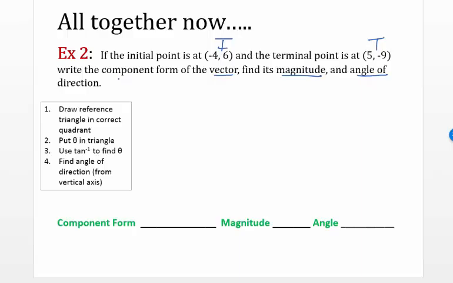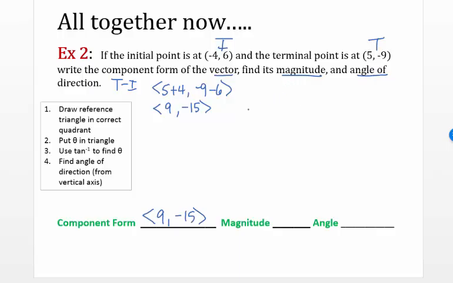So component form of the vector, remember, it's always terminal minus initial. So let's do this. Terminal is 5 minus the initial, so minus and negative means +4. Terminal is -9 minus 6, so that would be a 9 and -15. Okay, so that's my component form.